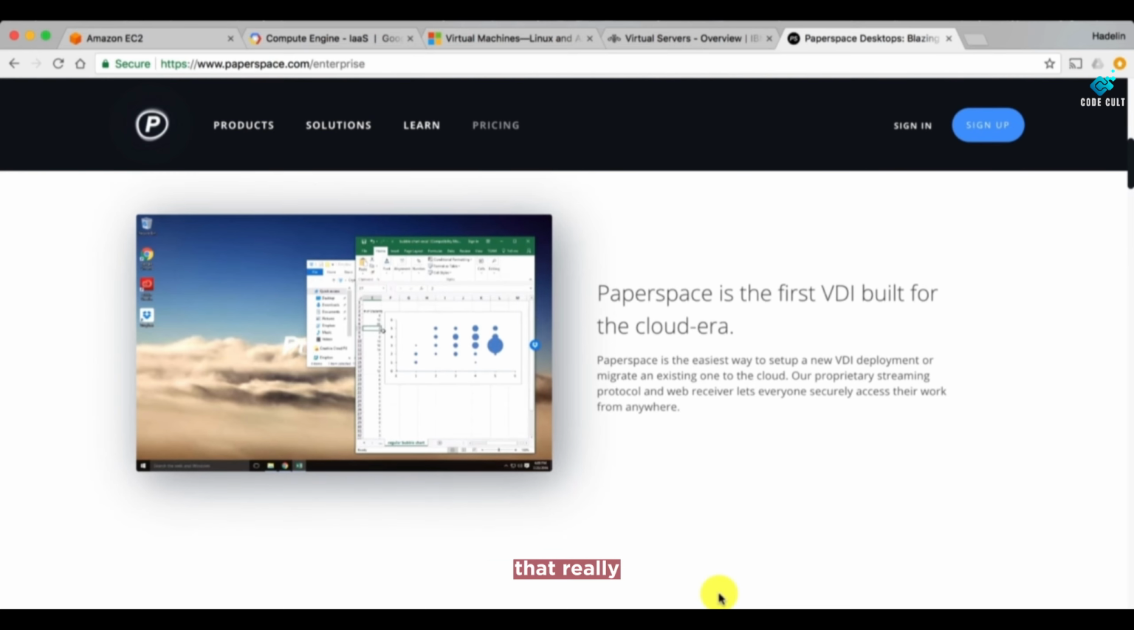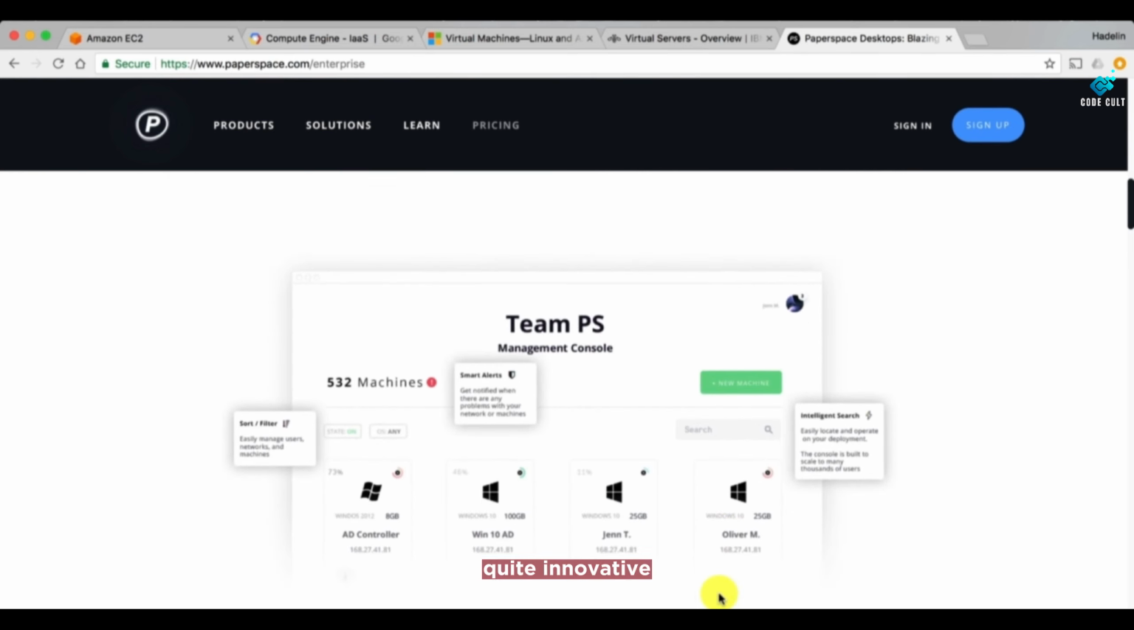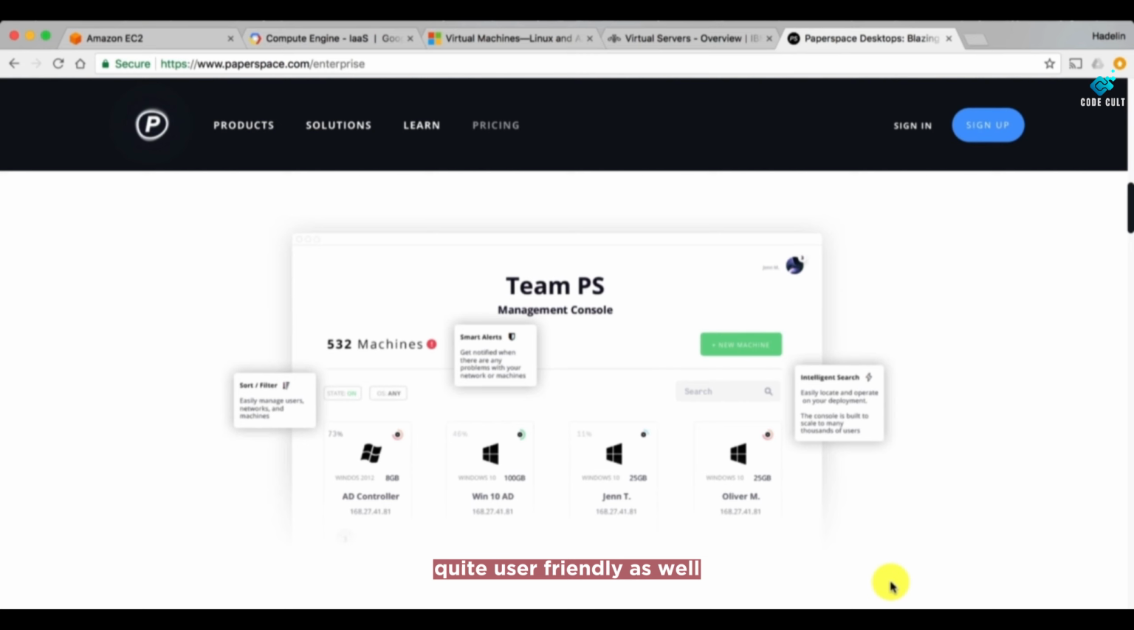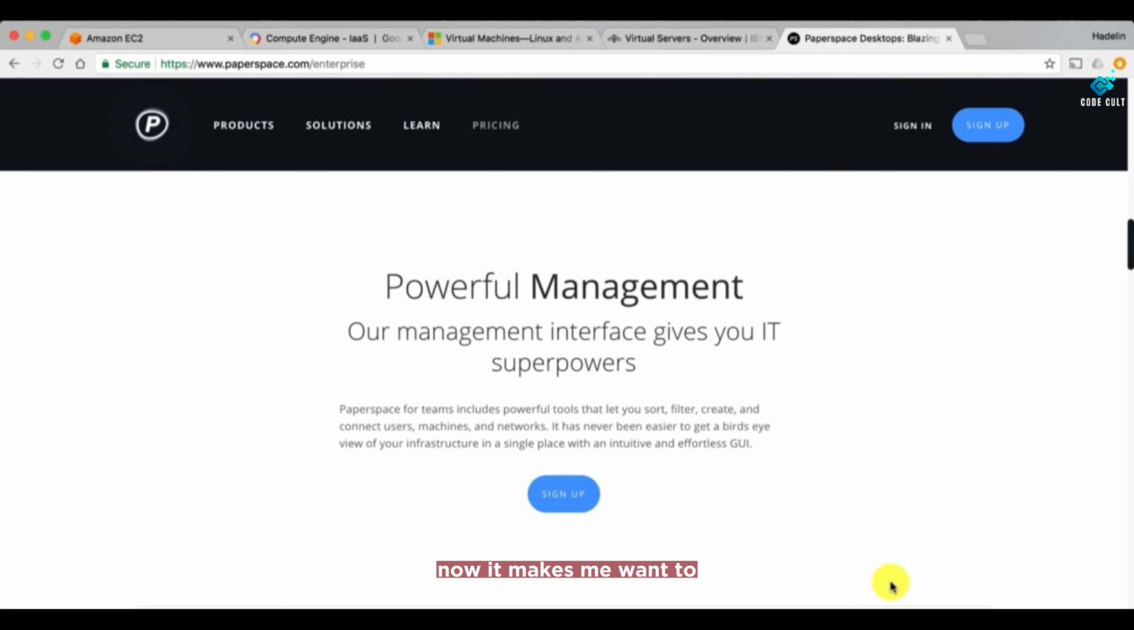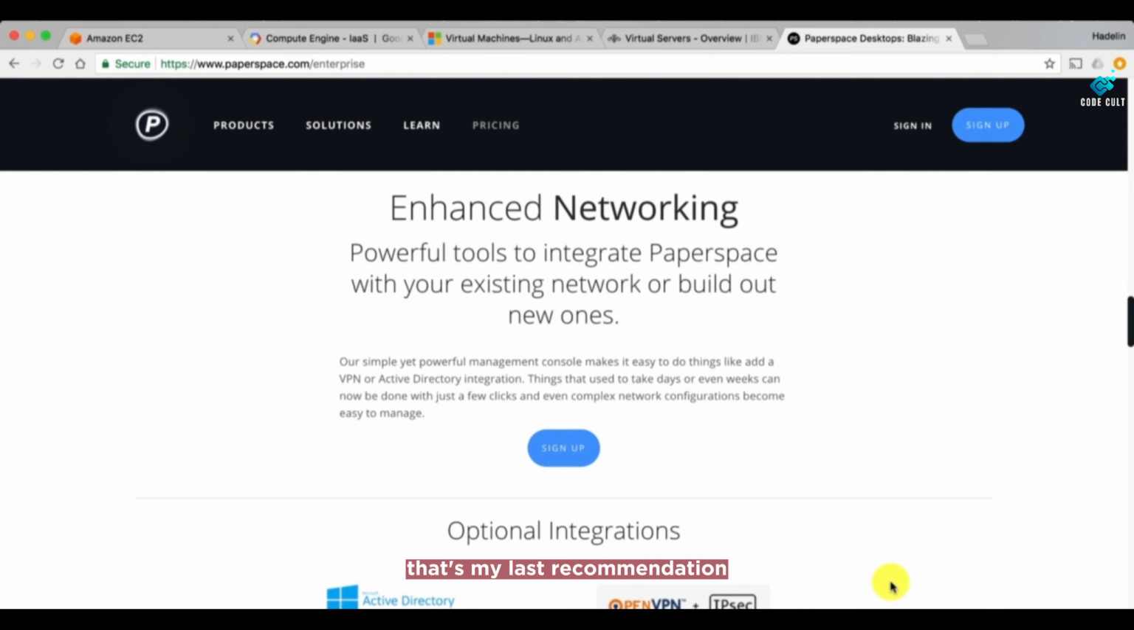And we can see that really it's a recent website, quite innovative, quite user-friendly as well. Right now it makes me want to try it again. So there you go. That's my last recommendation. These four cloud platforms are really amazing.